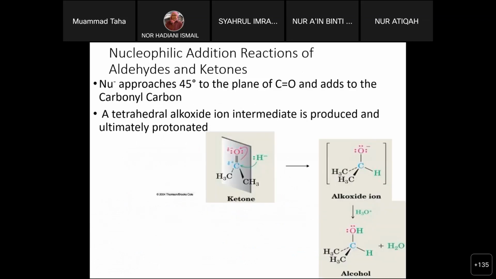Nucleophilic addition reaction of aldehydes and ketones. The nucleophile approaches at 45 degrees to the plane of the carbonyl and adds to the carbonyl carbon. A tetrahedral alkoxide ion intermediate is produced and ultimately protonated. You see the same reaction: the hydride reacts with ketones, or it can be an aldehyde, and forms this alcohol by this mechanism. Go to the next slide.